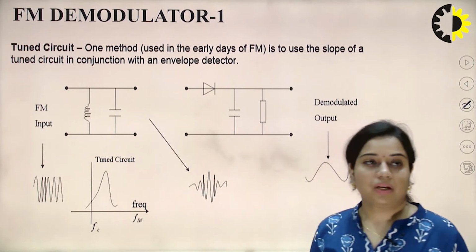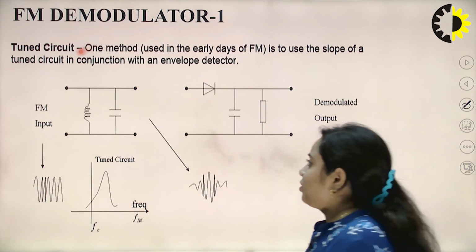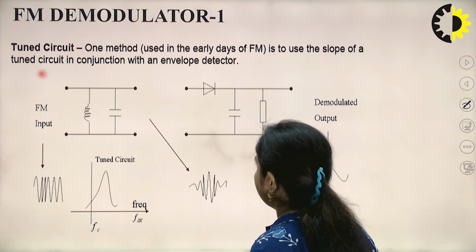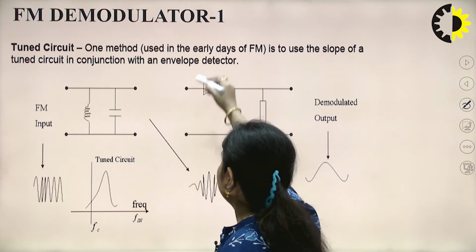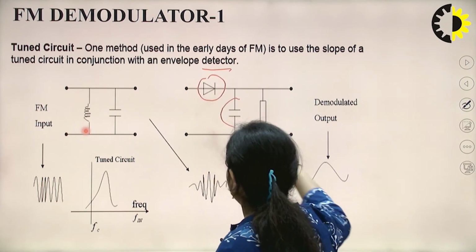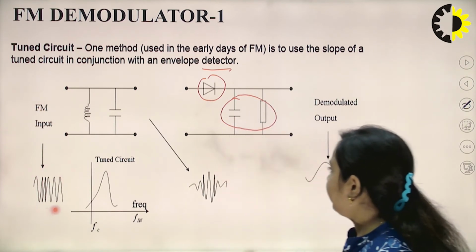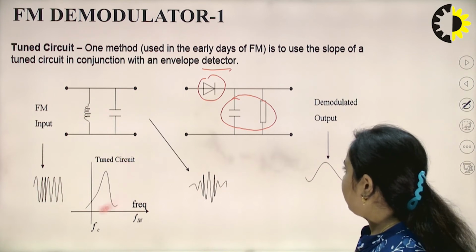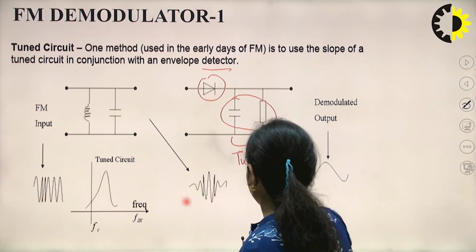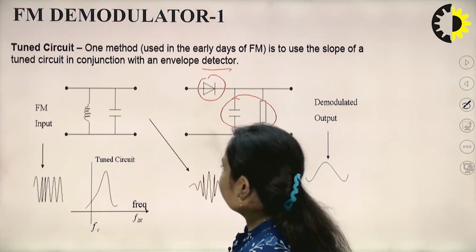Now next is FM demodulator 1. This is the first type of FM demodulator. So this is a tuned circuit. One method is to use the slope of the tuned circuit in conjunction with the envelope detector. This is the diagram of the envelope detector, where there is a diode, and capacitance and inductance are connected in parallel as a load. That will act as a tuned circuit, tuned to the center frequency Fc. Now this will be the FM input.